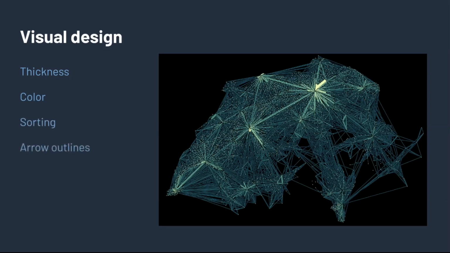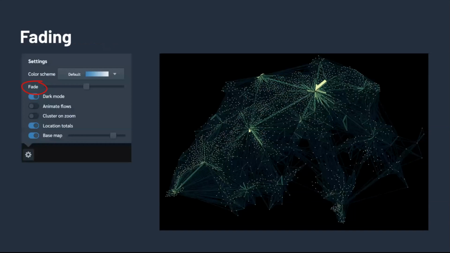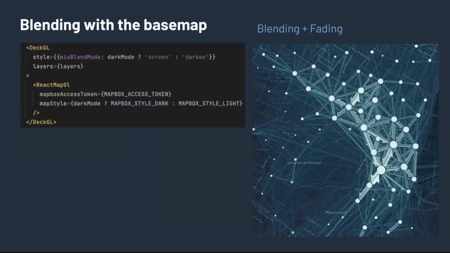I use arrow outlines, dark outlines that are hardly visible, but they prevent the arrows... There's usually a lot of overlap in such visualizations, and without the outlines, arrows form just a single blob of color, which is not very readable. And I use fading, so the smaller flows fade out. I'm not using opacity, but really fade the color to black or white, depending on the base map color, so that it can blend with the map. And you can adjust the fading intensity in the tool.